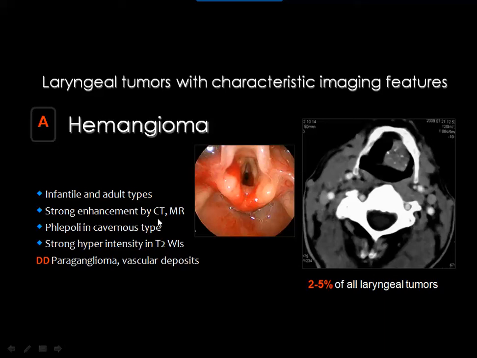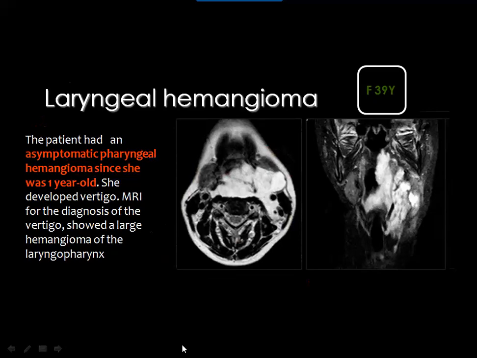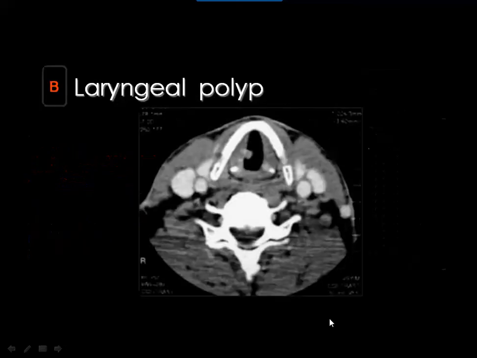Hemangioma is a strongly enhancing lesion, and it has a very bright signal on MRI T2 weighted image. And sometimes you can see phleboliths in the cavernous type of the hemangioma, and hemangioma represents about 2 to 5% of all laryngeal tumors. And this is an MRI axial T2 and coronal T2 of the infiltrating lesion of very bright signal in the T2 weighted image, representing a laryngeal hemangioma.